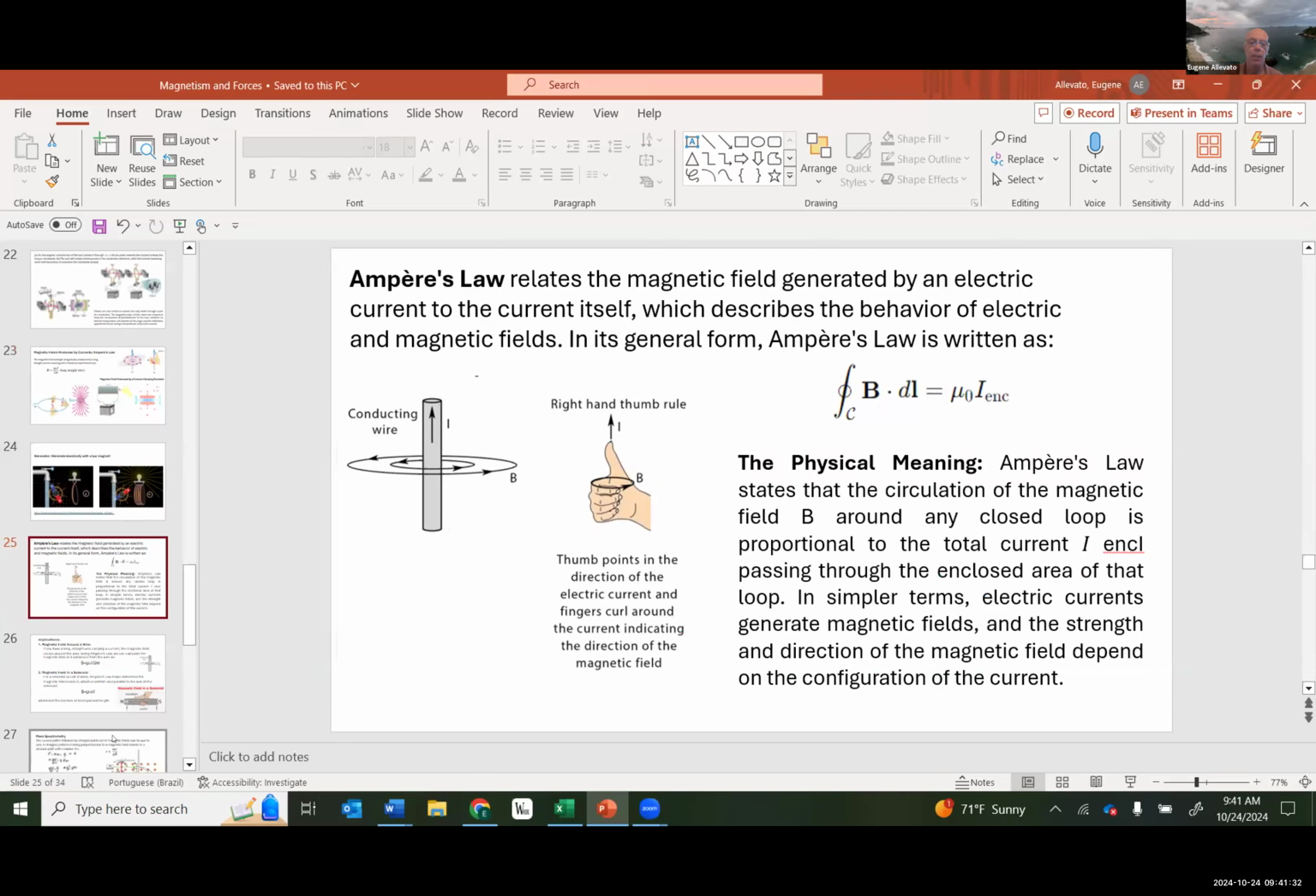Again, Ampere's law, also the right-hand rule, for you to visualize the direction of the magnetic field. Okay.